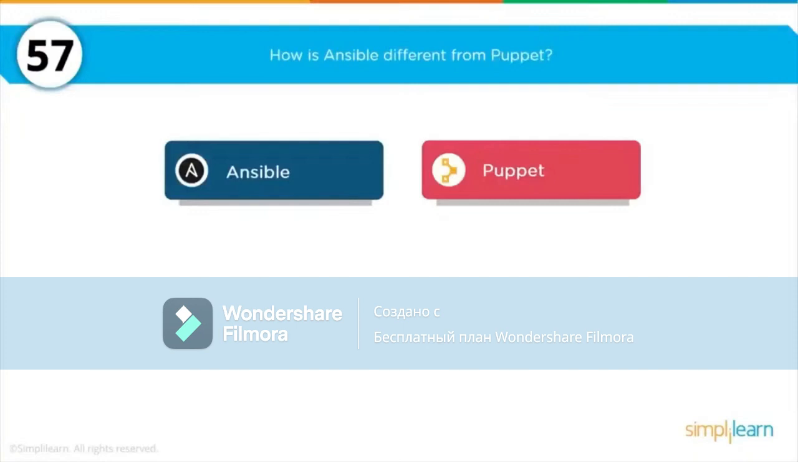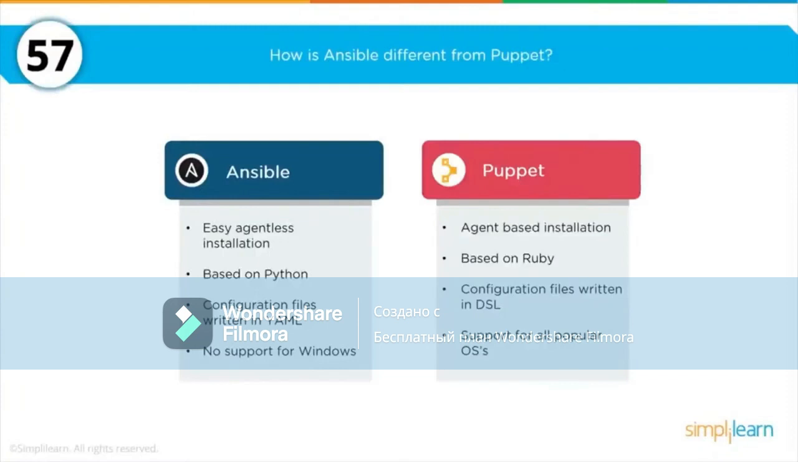So a question you will be asked is to provide the differences between Ansible and Puppet. If we look at Ansible, it's a very easy agentless installation. It's based on Python. You can configure it with YAML, and there is no support for Windows.